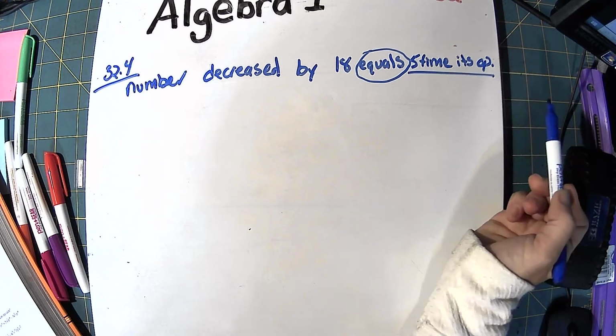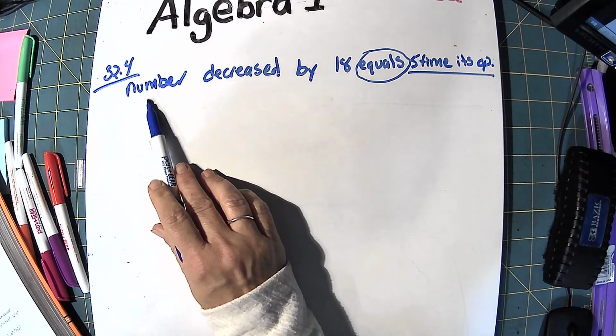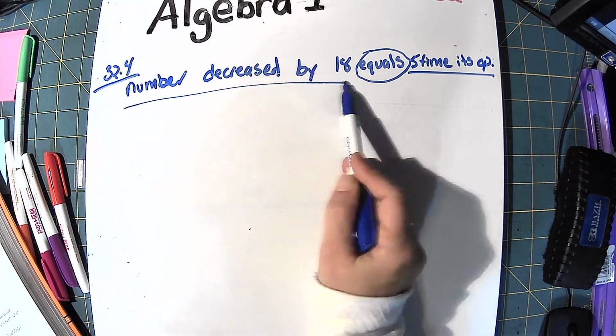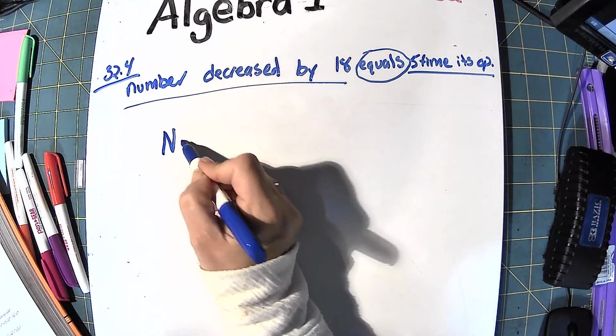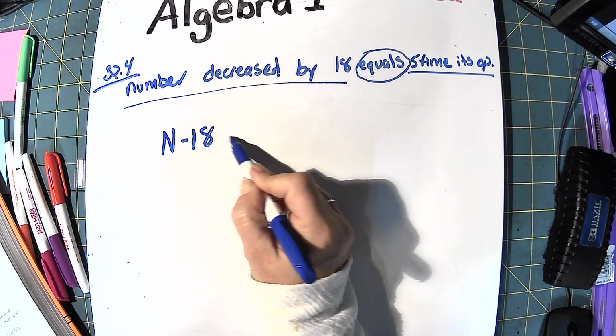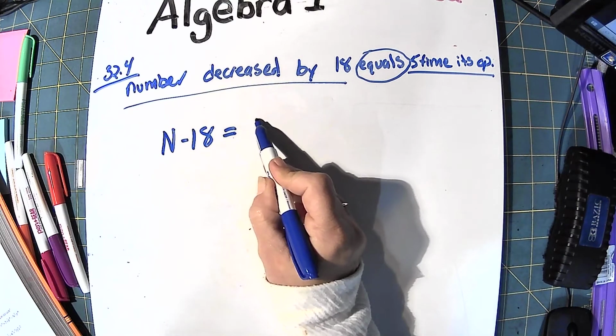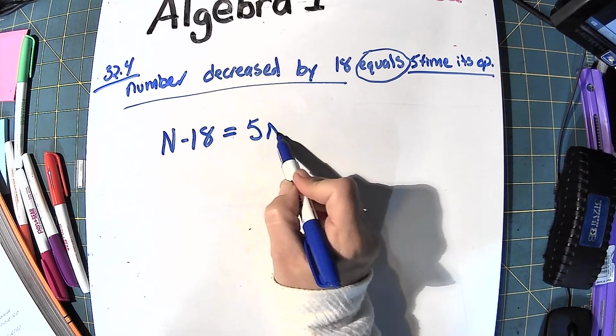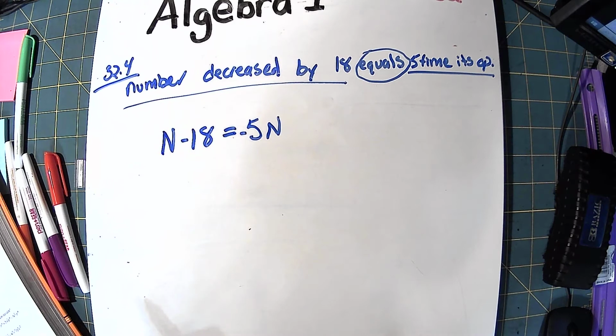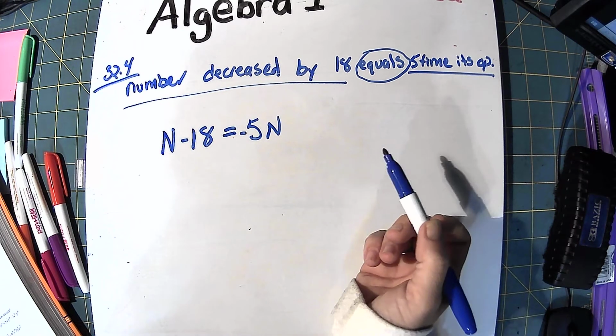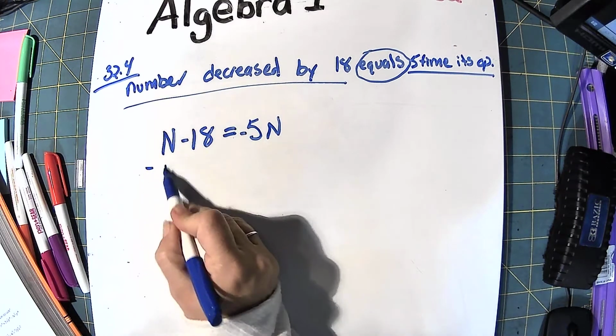We're going to have 5 times its opposite on one side, and the number is decreased by 18 on the other side. So n minus 18 equals 5 times the number's opposite, negative 5n. Alright, so for this one, I'm going to subtract n.